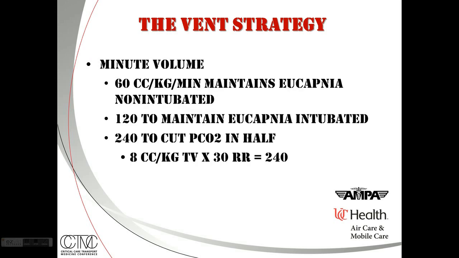If you think about things in terms of minute volume, for you and I right now, non-intubated, to maintain eucapnia, we need to breathe about 60 cc's per kilogram per minute. If we were intubated, to maintain eucapnia, we would need to double that to 120 cc's per kilo per minute because of the additional dead space of the circuit. But if what we're trying to do is to cut our PCO2 in half, then we would actually need to double it again up to 240 cc's per kilo per minute, which at an 8 cc per kilo tidal volume and times a respiratory rate of 30, that's going to get us to 240.